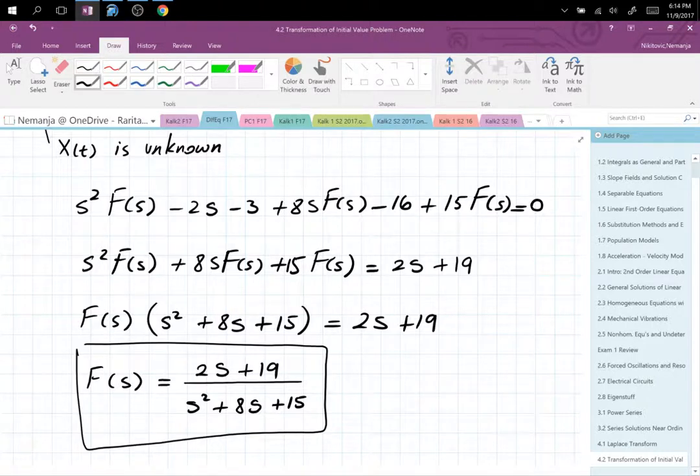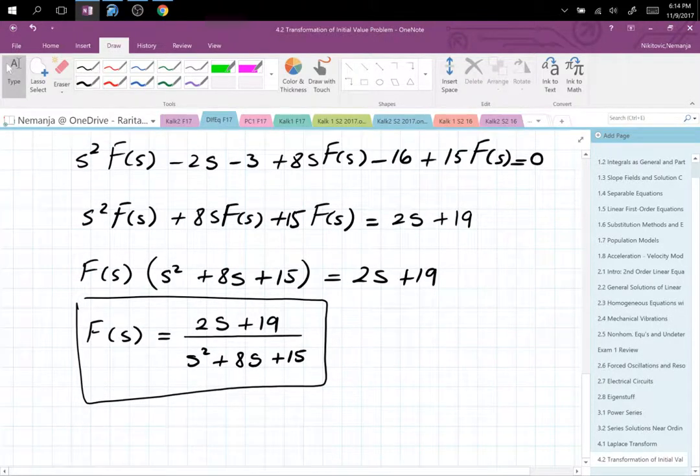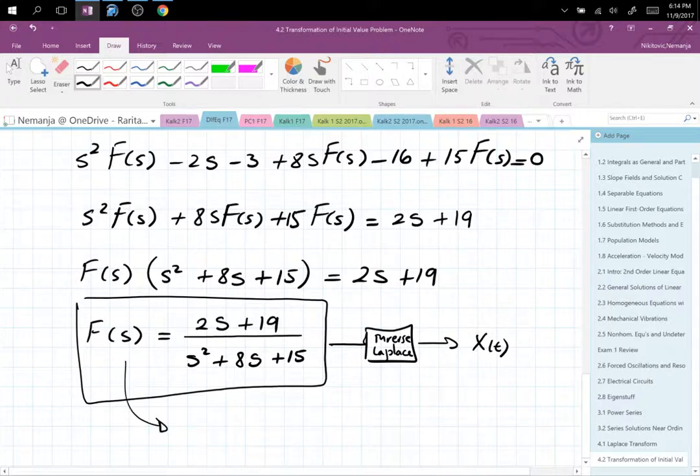I need to learn how to do inverse Laplace, and when I learn that block, which is called inverse Laplace, I will get back x of t. Because remember what this F of s is. F of s is the Laplace transform of x of t. And x of t is what you are looking for.